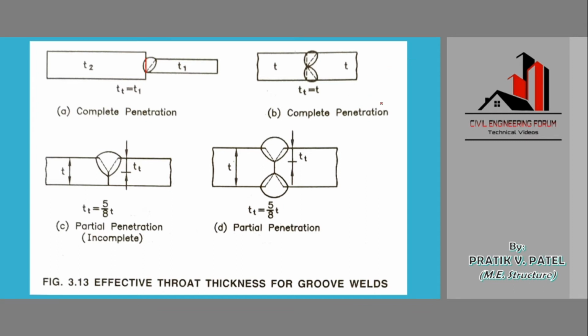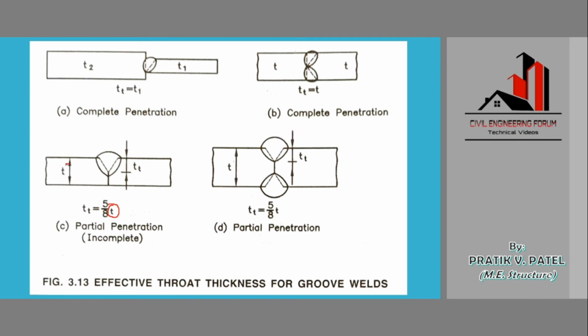Then regarding complete penetration, but from both the sides, partially penetrated from both the sides, then again this T by 2 plus T by 2 will be equal to T. Throat thickness is full T. And partial penetration incomplete, here we can see that incomplete penetration is there. Then the effective throat thickness considered here would be 5/8 of the throat thickness, I mean 5/8 of the thickness of the plate.